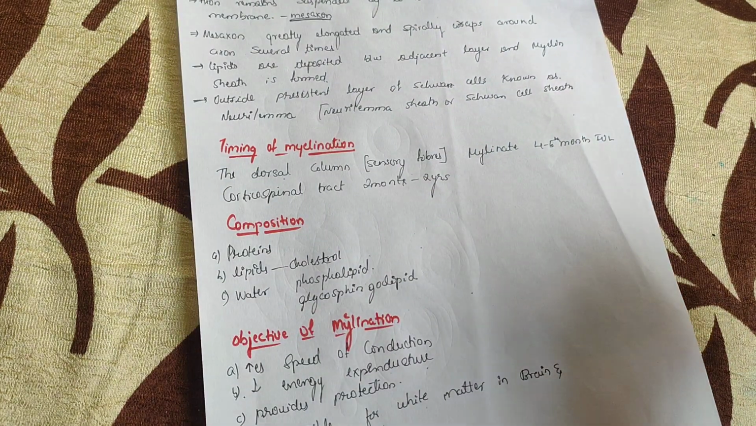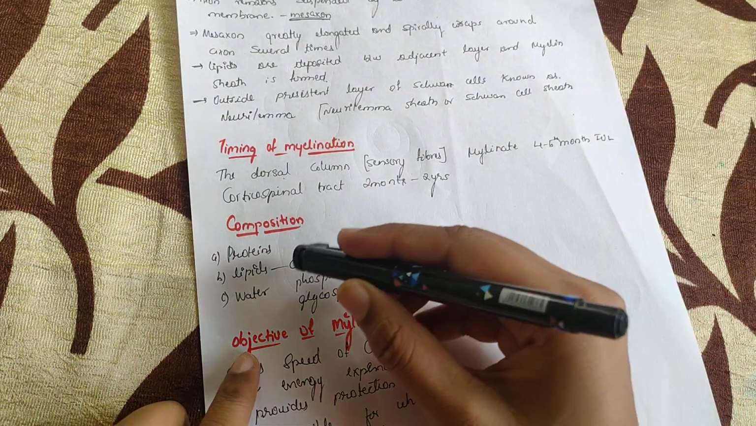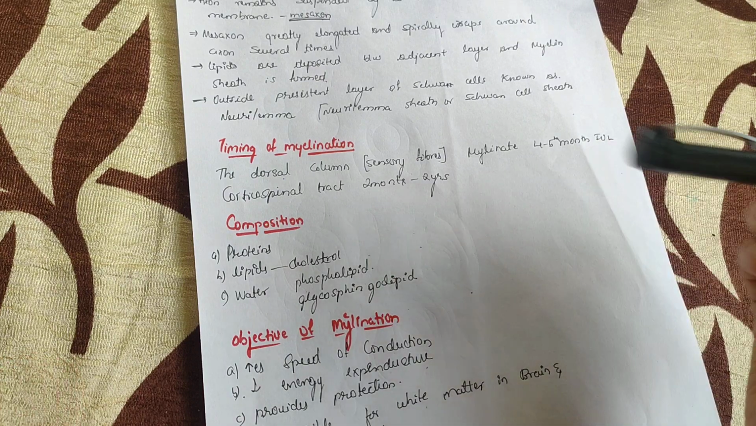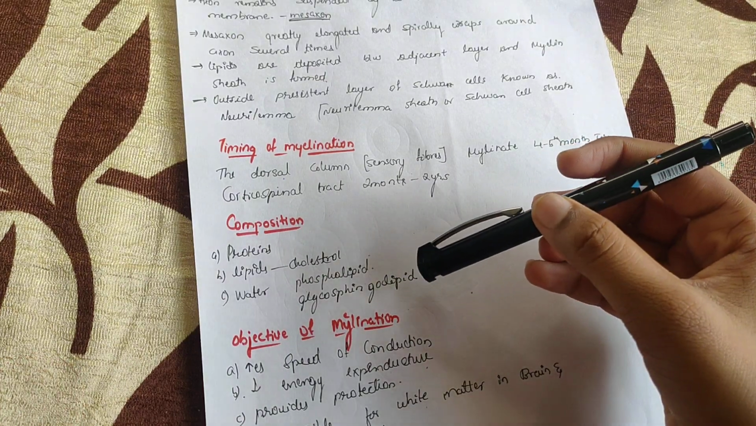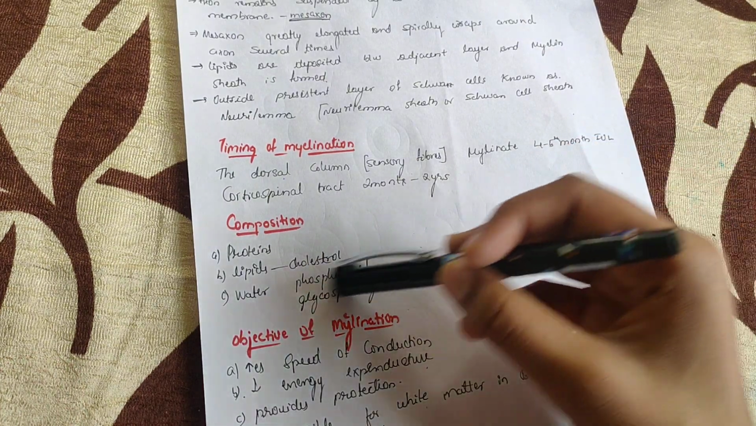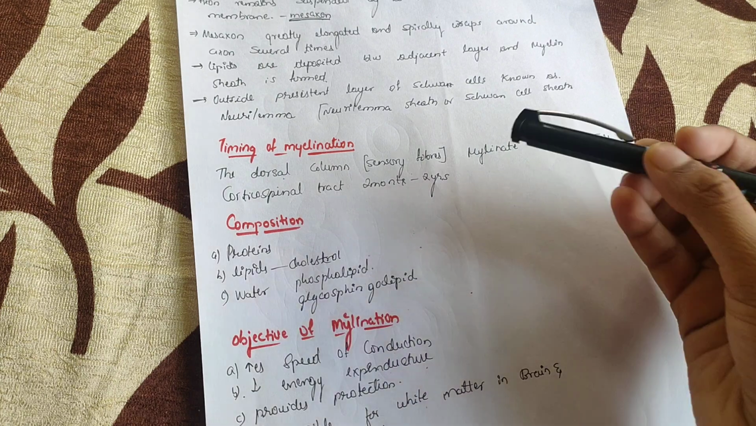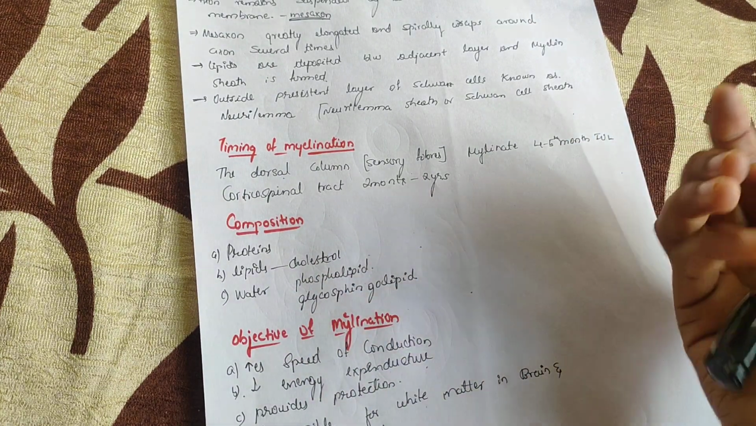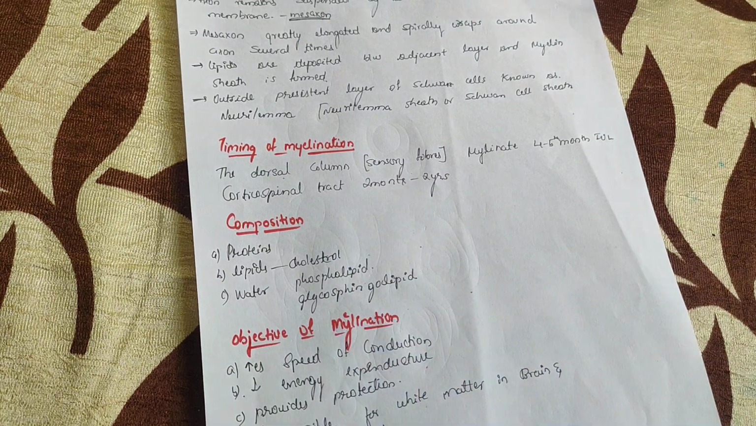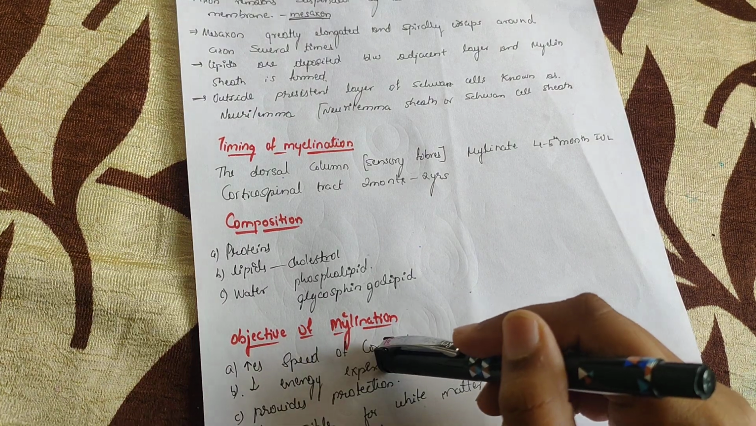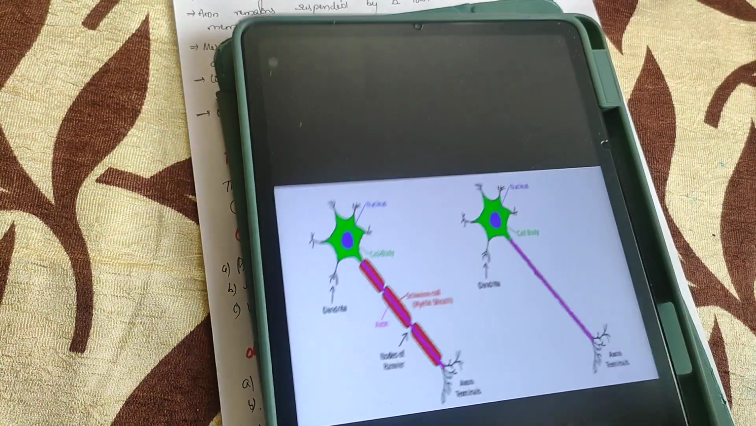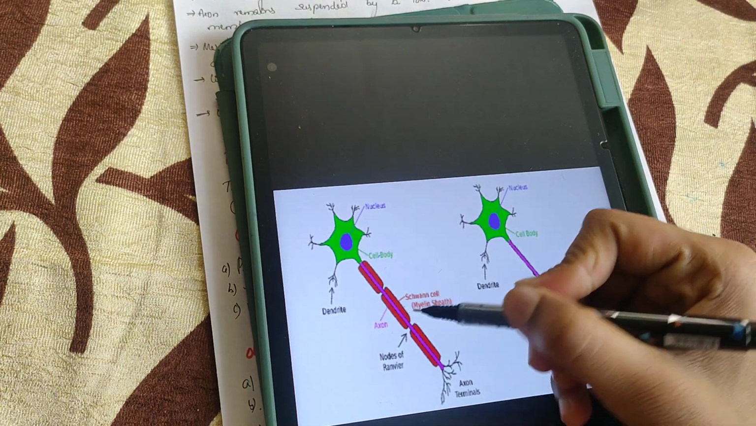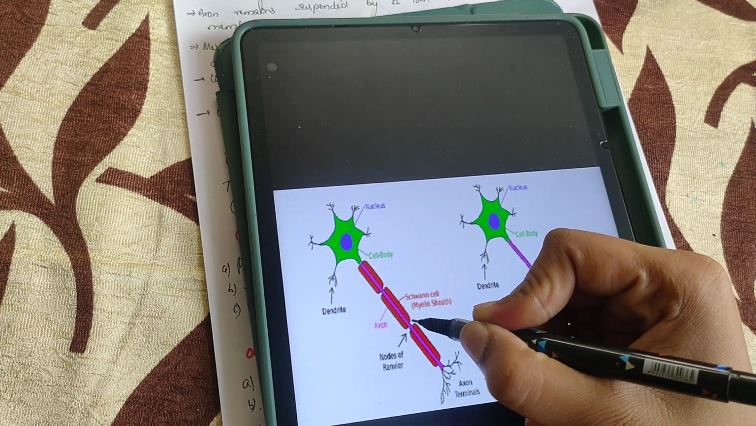The composition of the myelin sheath is proteins, lipids, and water. In lipids, it is mainly cholesterol, phospholipid, and glycosphingolipid. You will study glycosphingolipid in biochemistry, and how it helps in myelination. What is the objective of myelination? There should be a benefit from these processes. It increases the speed of conduction. It provides insulation, so saltatory conduction takes place.